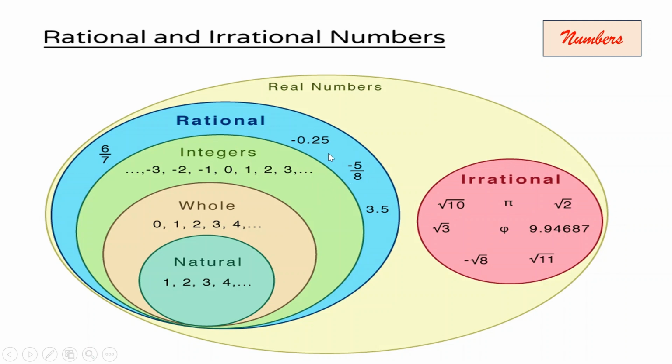Look at the decimal numbers here. You can write them as fractions, and that is why they qualify to be called rational numbers. Irrational numbers are numbers that cannot be written as a fraction. They cannot be expressed. All these numbers here, if you press them on the calculator, you realize that they cannot be written as a fraction.